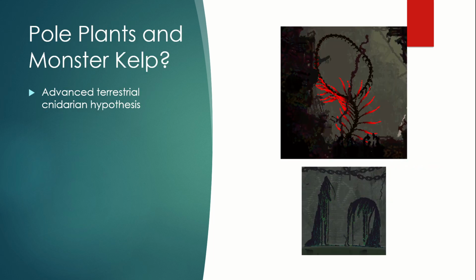Okay, pole plants and monster kelp, which seem like plants, but this plays into my advanced terrestrial Cnidarian hypothesis. That being that because Rain World has an environment where the rain is constantly flooding the area, it opened the door for Cnidarian polyps to develop into more complex organisms and develop a terrestrial lifestyle in order to have some form of development during the time periods where there wasn't rain covering an entire area.